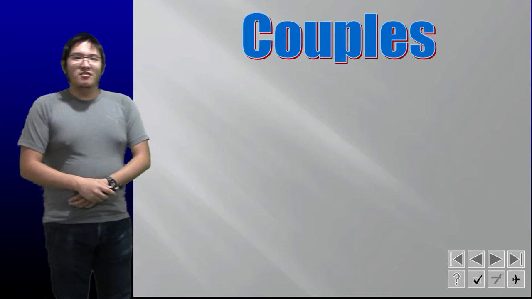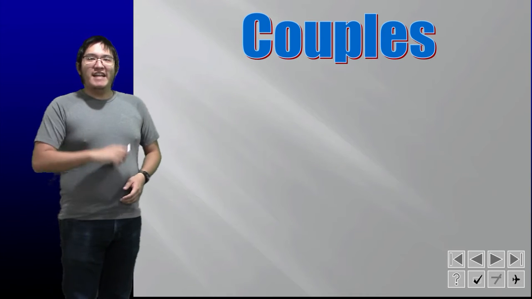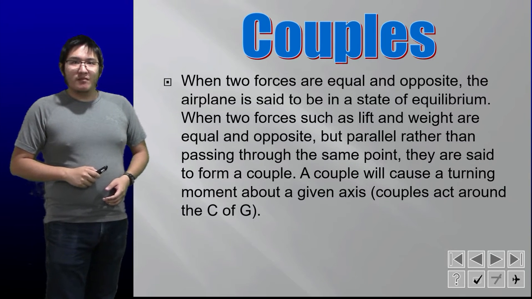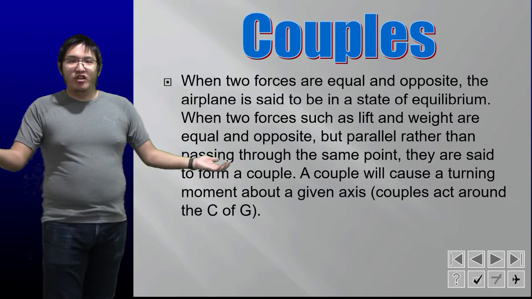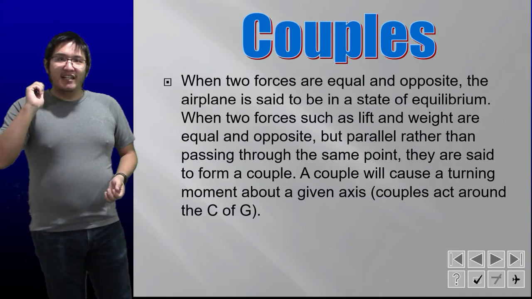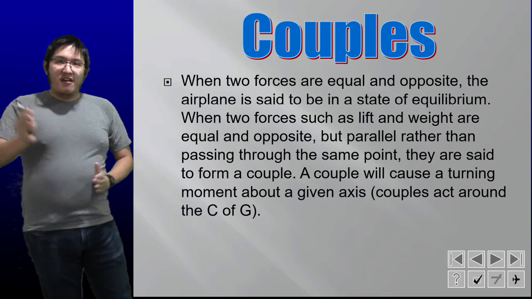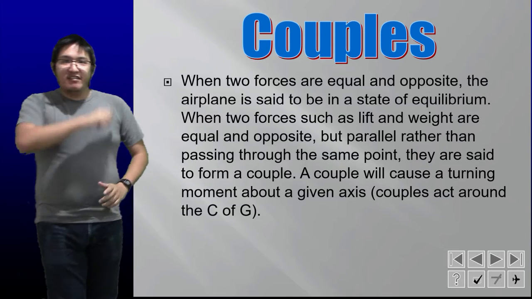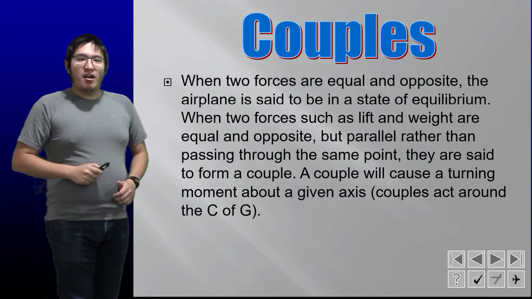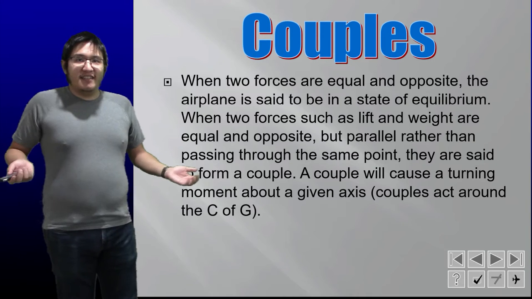Alright, couples. So these are the couples you see in everyday life. Hashtag forever low. These are aerodynamic couples. So when we have two forces that are equal and opposite, the airplane is said to be in a state of equilibrium. However, when two forces are equal and opposite, but they're parallel, as in they go right beside each other rather than to the same point, then they are said to form an aerodynamic couple. This aerodynamic couple will cause a turning moment about a given axis, or usually the C of G.